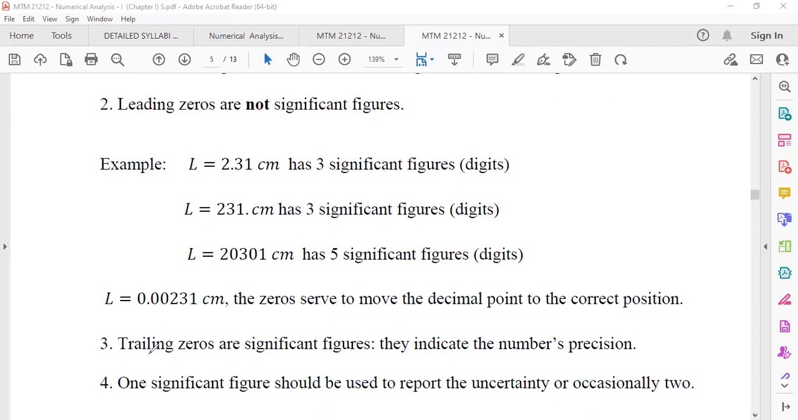Next, trailing zeros are significant zeros. So you have to know that a leading zero is not a significant figure, but a trailing zero is a significant figure. I will explain what is leading and what is trailing. They indicate the number's precision. One significant figure should be used to report the uncertainty occasionally too. First of all, let's see these examples.